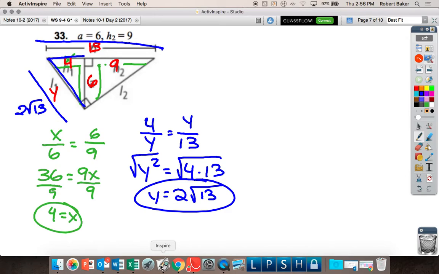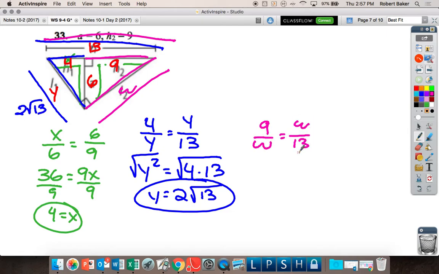All right, so now we got to solve for L2. I'm going to call that something else. Let's go with W. I don't like Z because it looks like 2s. Who can regurgitate math right now? I'm too tired. Other way. 9 over W equals W over 13. You always use the whole hypotenuse. Okay, W times W.